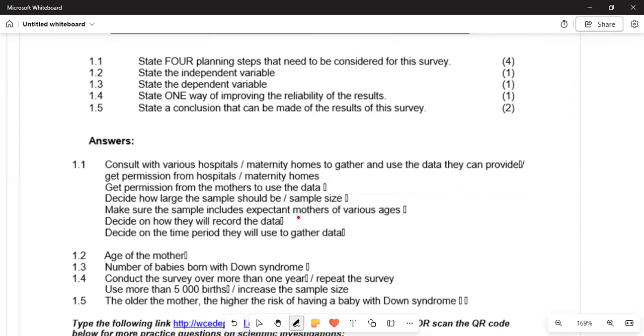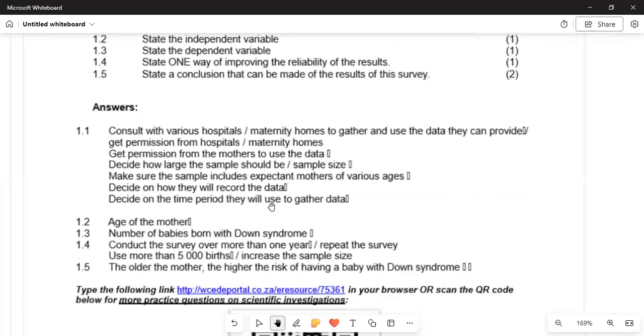1.5, state a conclusion that can be made from the results of the survey. How can we conclude here? Based on the table that was given, the older the mother, the higher the risk of having a baby with the syndrome.